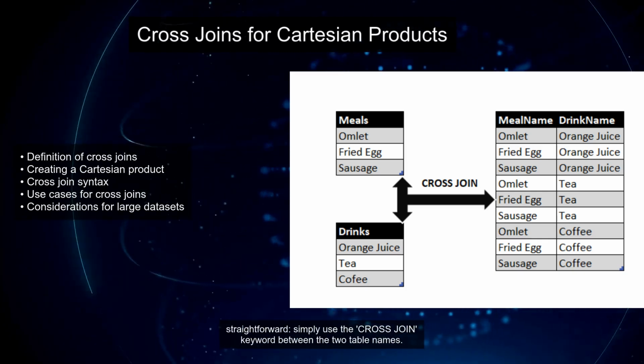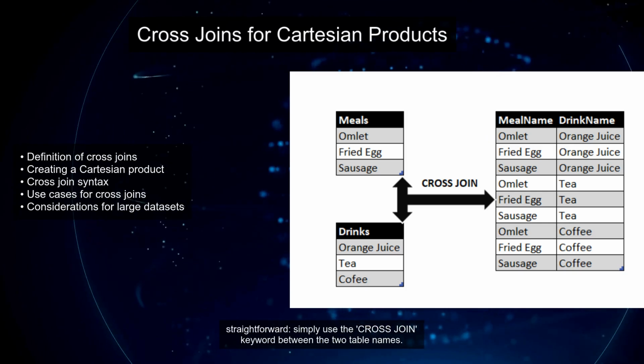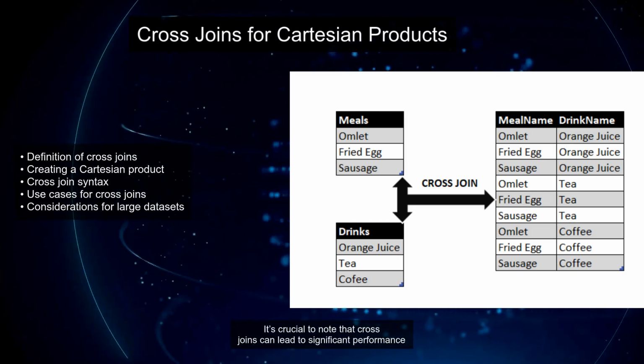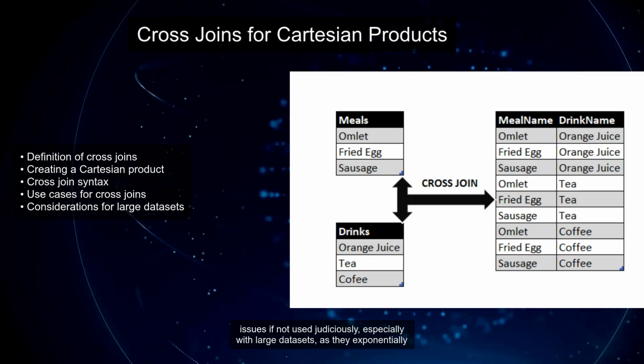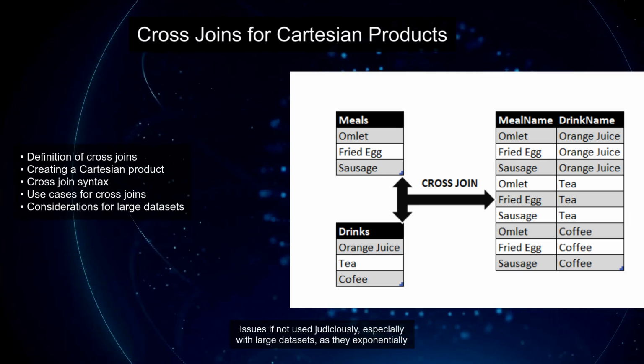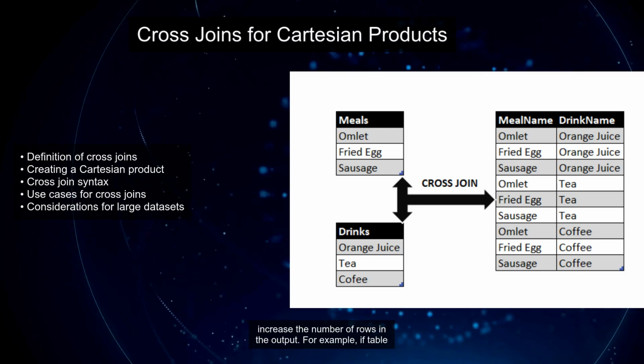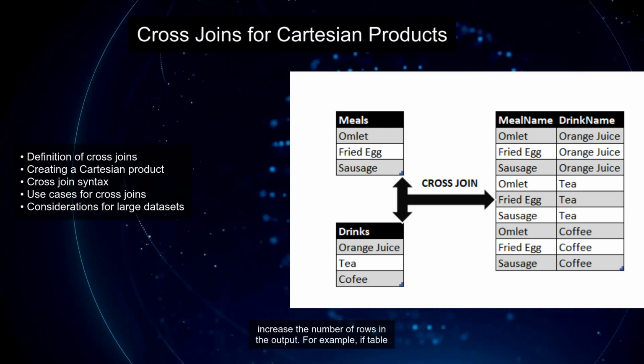Simply use the cross join keyword between the two table names. It's crucial to note that cross joins can lead to significant performance issues if not used judiciously, especially with large datasets, as they exponentially increase the number of rows in the output.